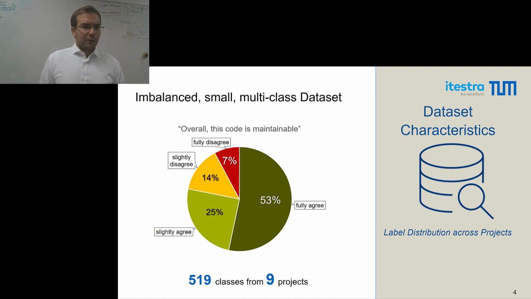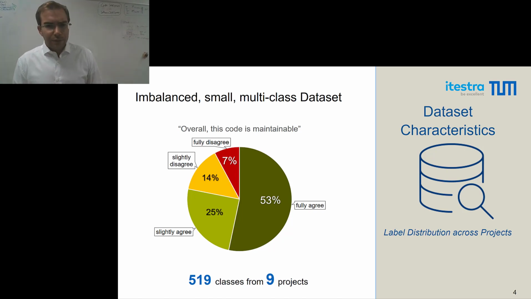The pie chart visualizes that in 53% of the cases, the experts fully agreed, yes, this code is maintainable. In 25% of the evaluated code snippets, they slightly agree it is maintainable. In 14% they disagree, and in 7% they fully disagree that this code is maintainable. So these 7% are really, really bad code examples.